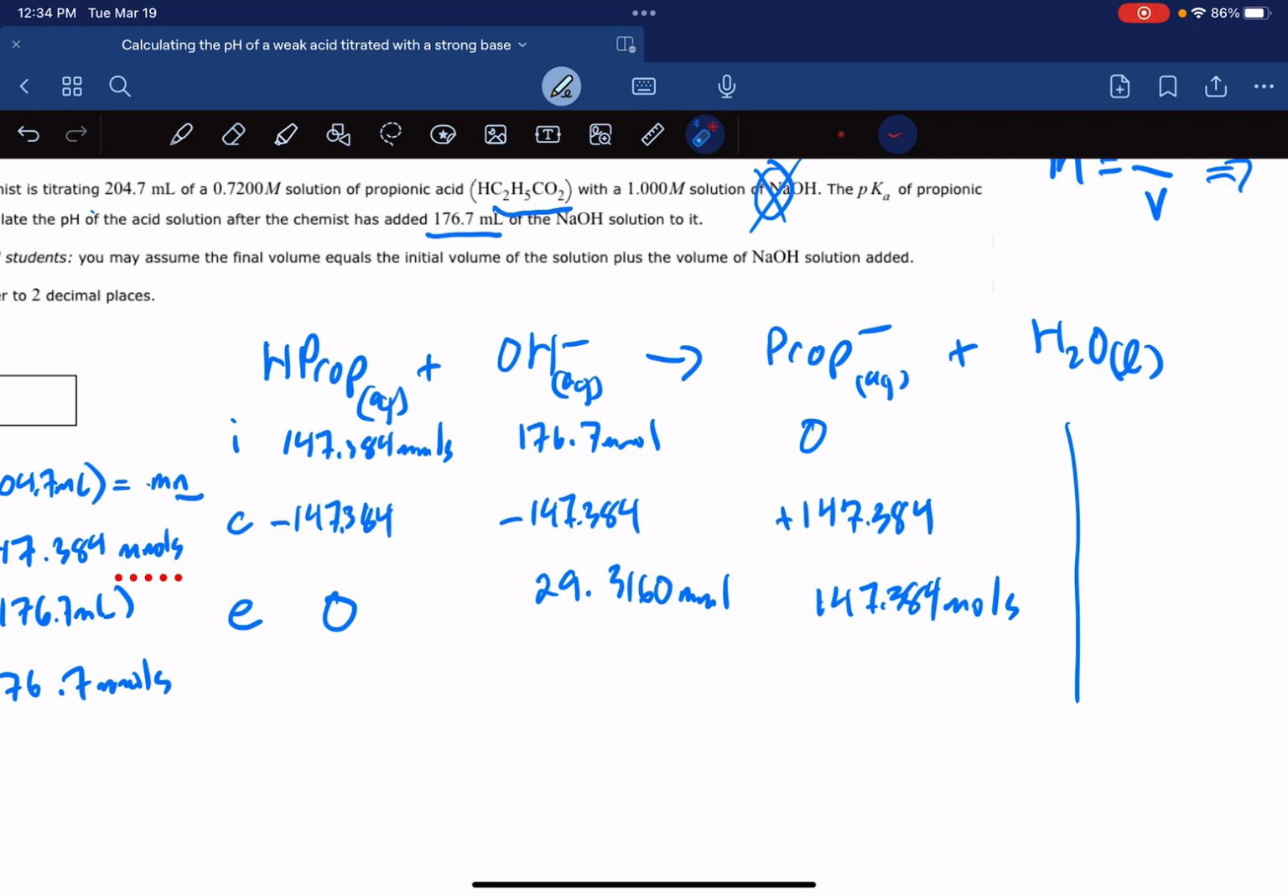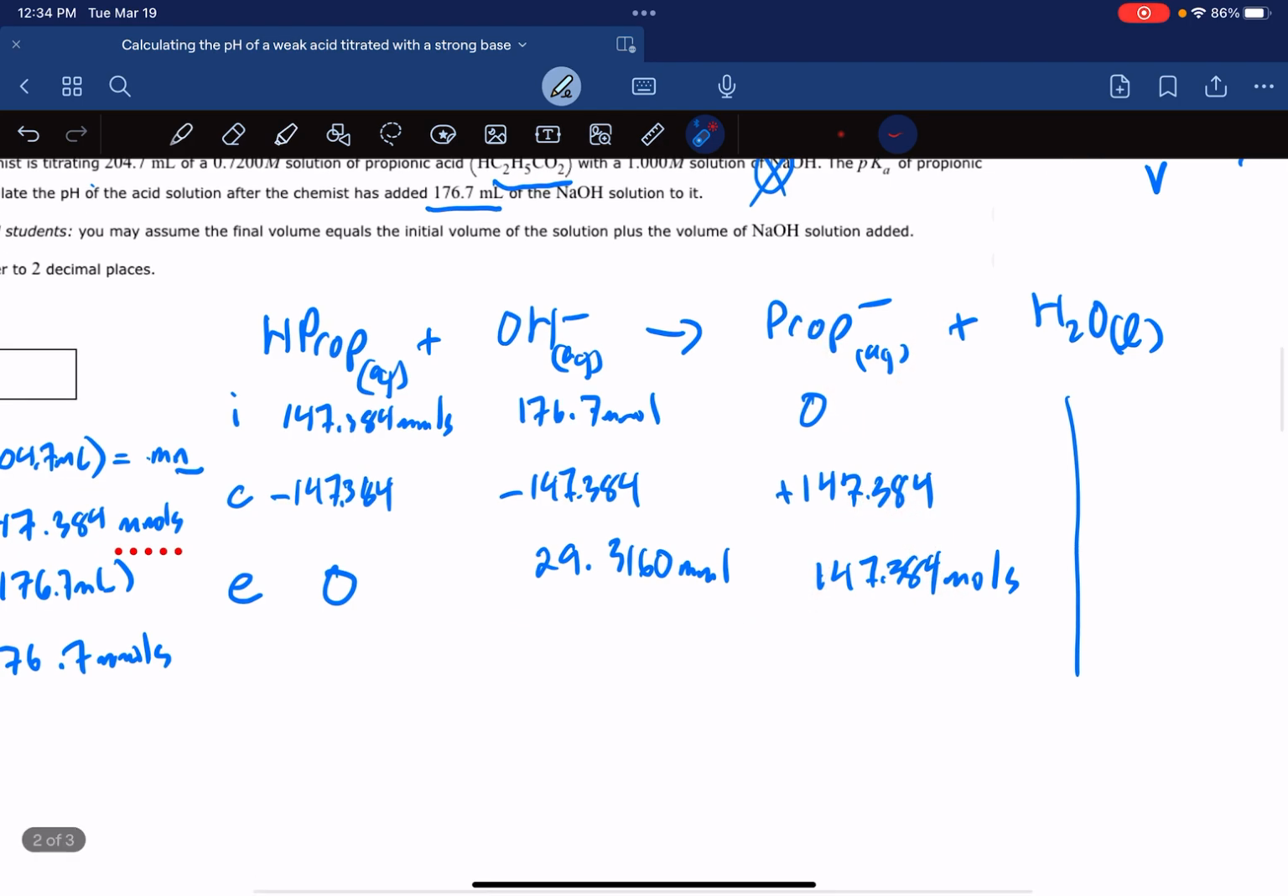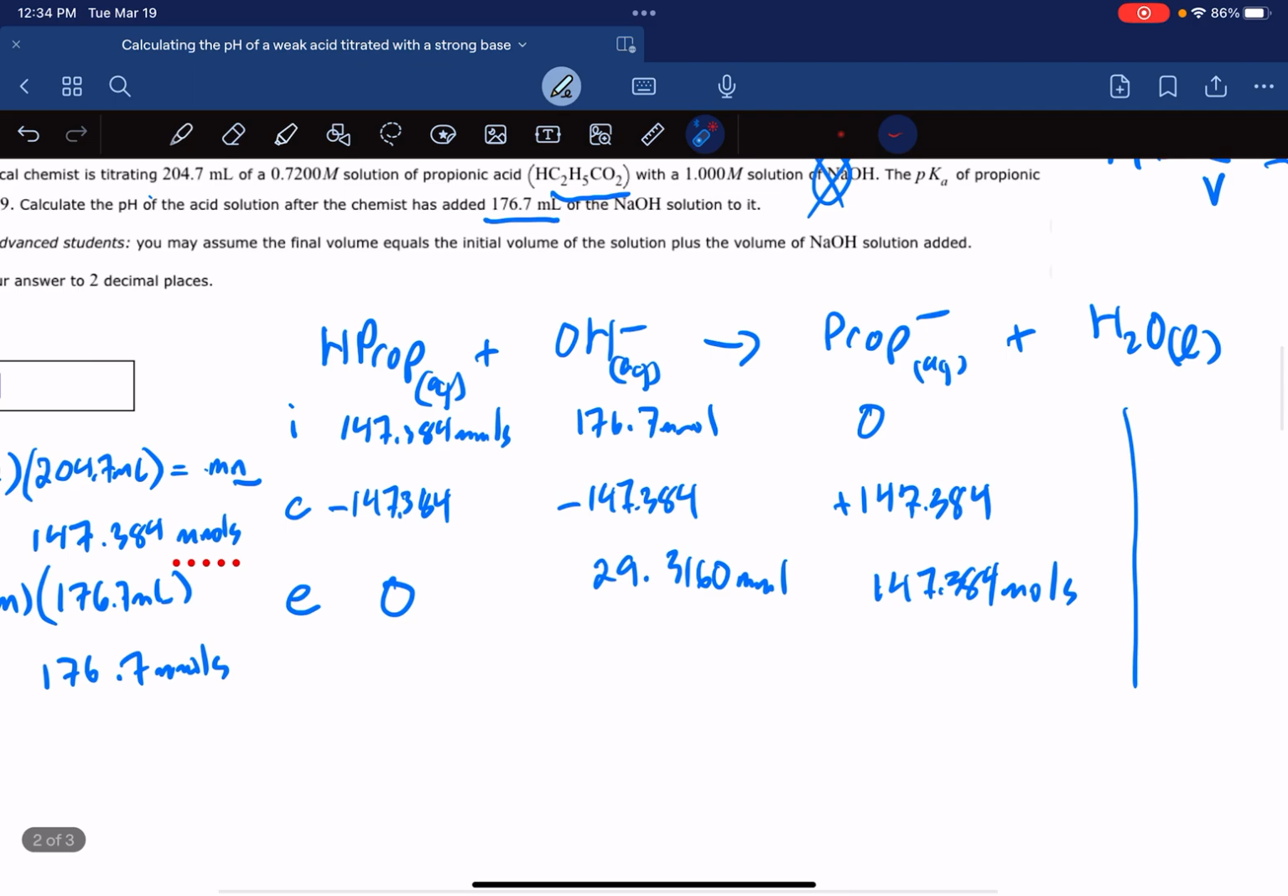We also have the conjugate, 147.384 millimoles of propionic acid. But here's the thing. We know that propionic acid, if we were to throw that into water and react, it would produce a little bit of OH minuses. But these are pure OH minuses. So we ignore the prop. We just look at the OH minus right here, and we discover that we have 29.316 millimoles.